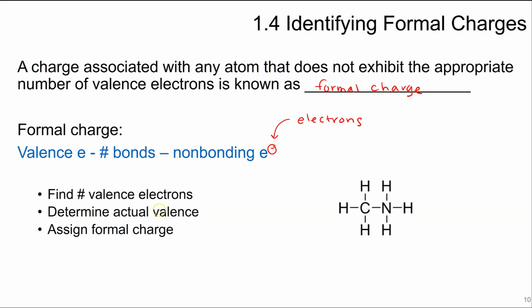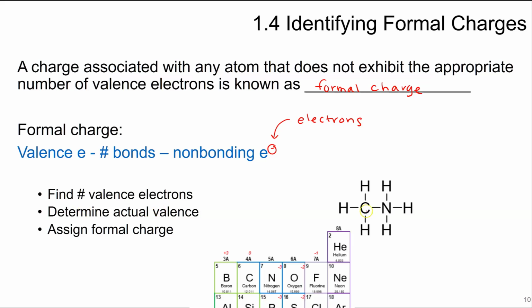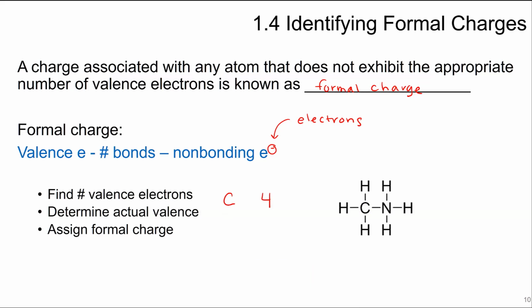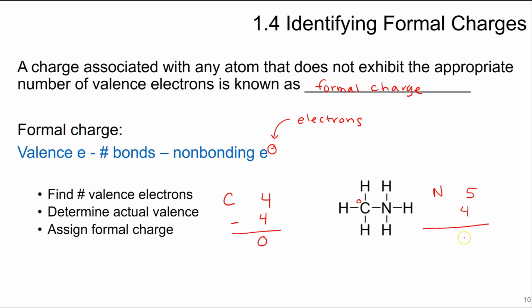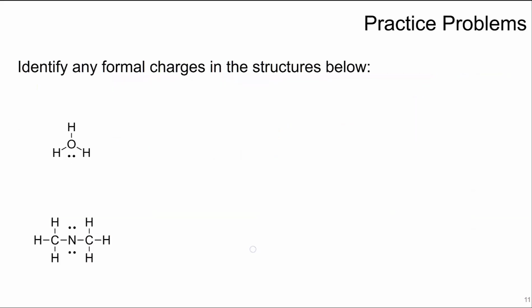So to find the number of valence electrons first, carbon, again, that's in row 4. So for carbon that has 4 valence electrons, determine the actual valence. So how many bonds is it actually making? It's making 4 bonds. There's no non-bonding electron pairs, so this is 0. For nitrogen, that has 5 valence. It's making 4 bonds. There's no non-bonding electron pairs, so this is 1. That one's going to be plus. Okay, so why don't you go ahead and try to do these ones.